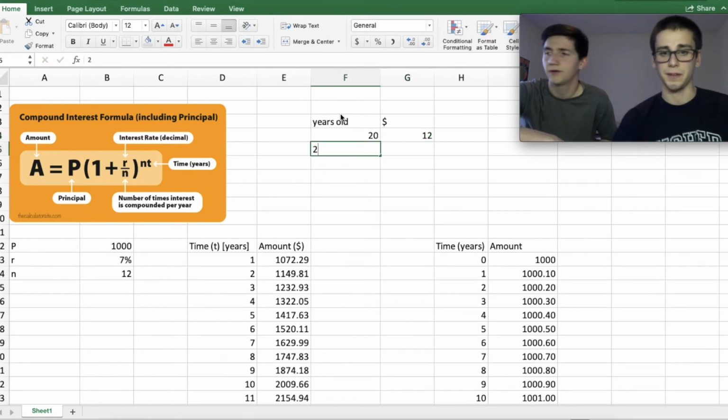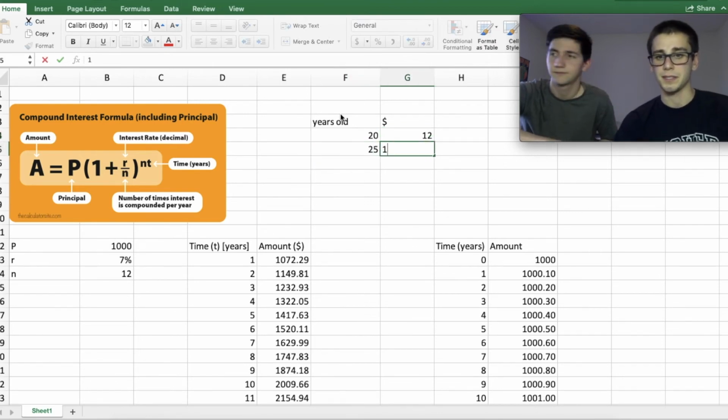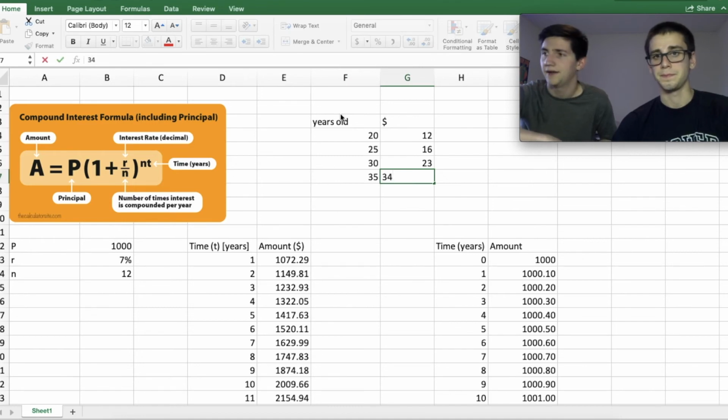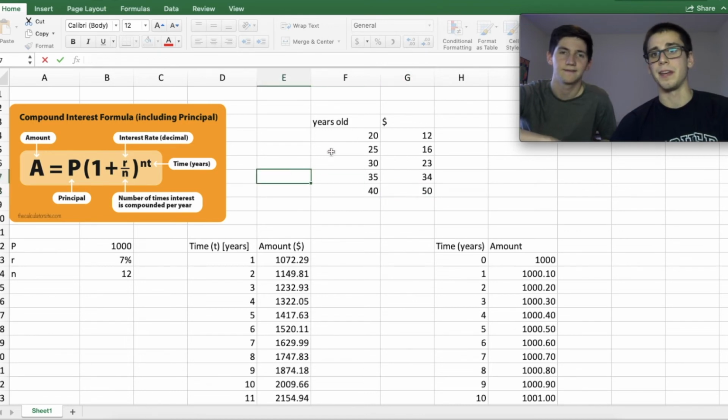If you're 25, it's $16 a day. If you're 30, it's $23 a day. If you're 35, it is $34 a day. And then if you're 40, it's $50 a day. Just remember that this is dollars per day.